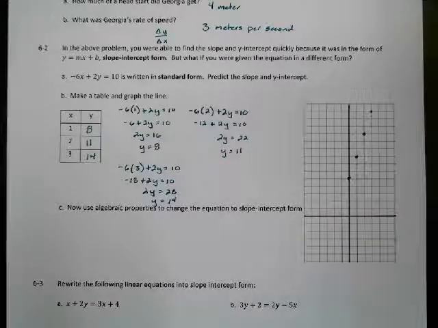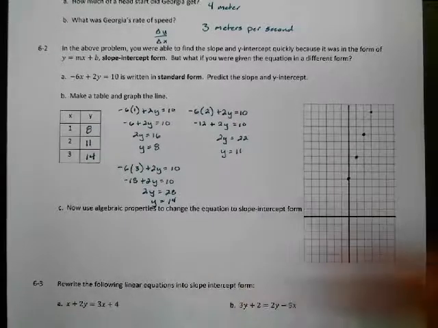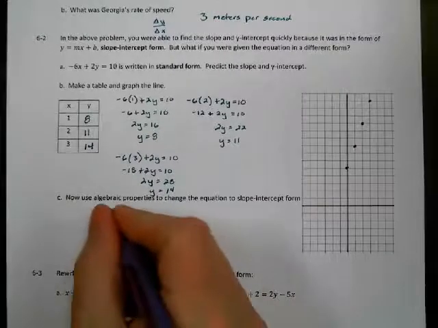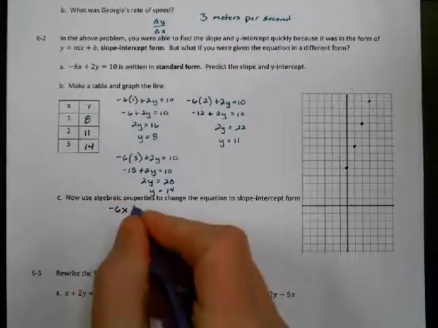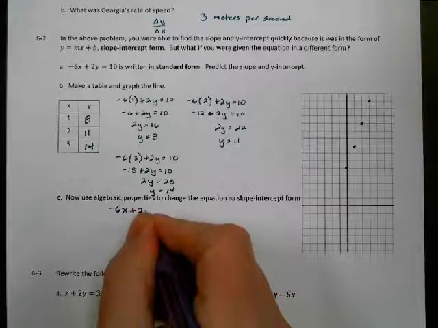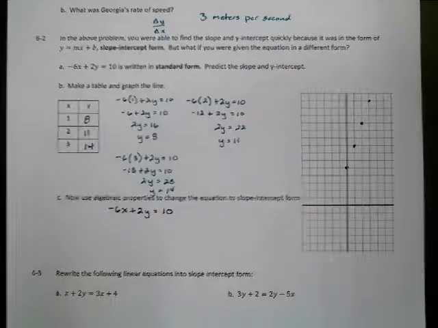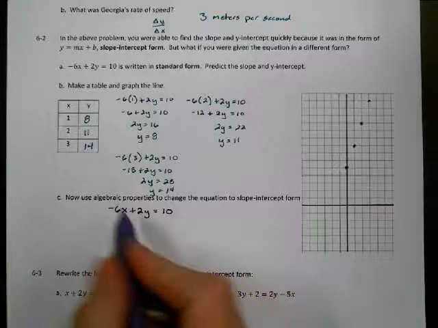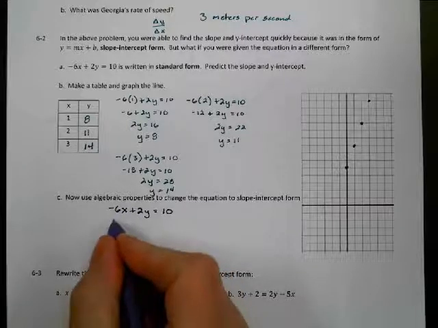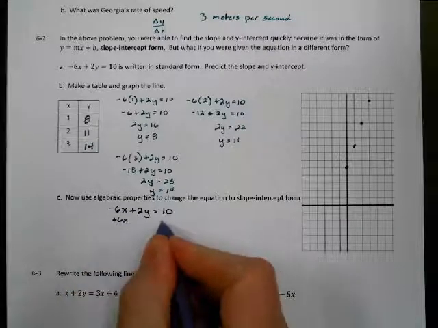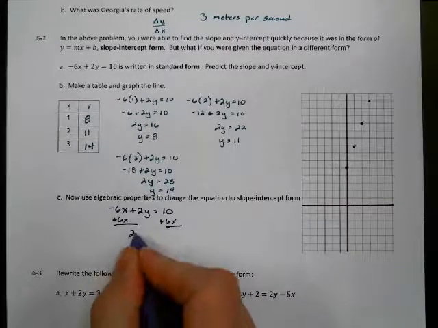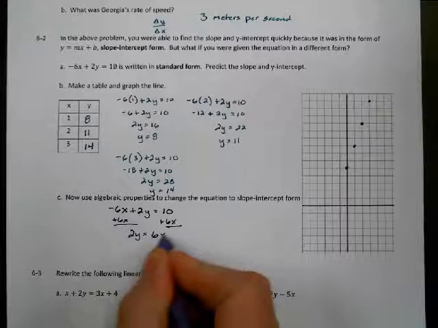So now we want to just go ahead and do this algebraically to show that that's what it actually is when we put it into slope-intercept form. So we're going to start off with -6x plus 2y equals 10. To put it into y-intercept form, we want to isolate y, so get that by itself. So since this is -6x, I'm going to add 6x to both sides. That leaves me with 2y equals 6x plus 10.